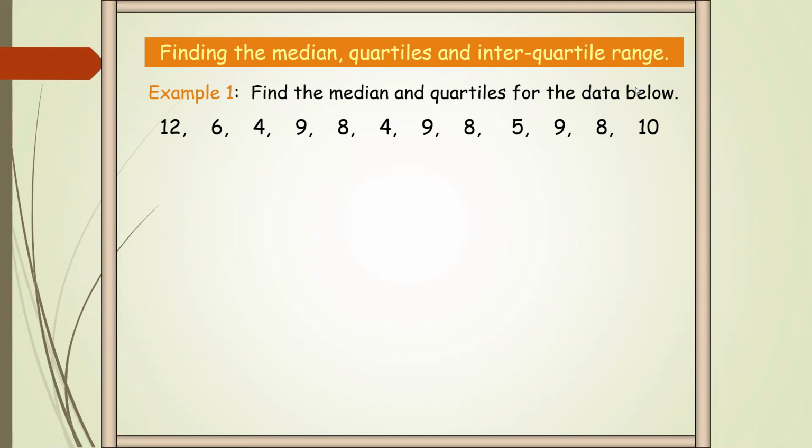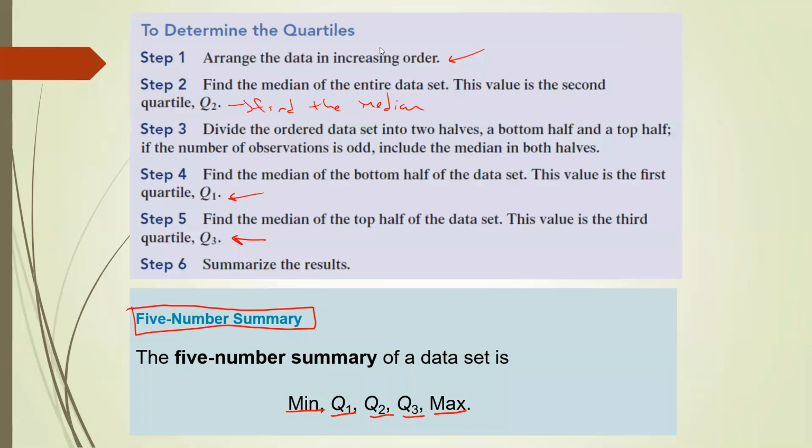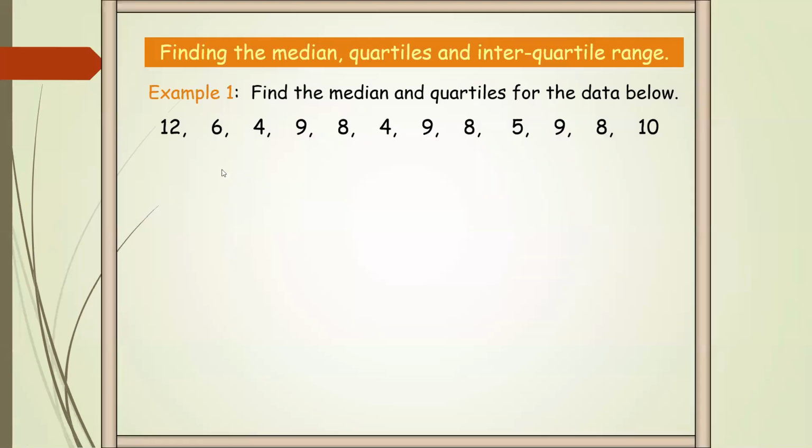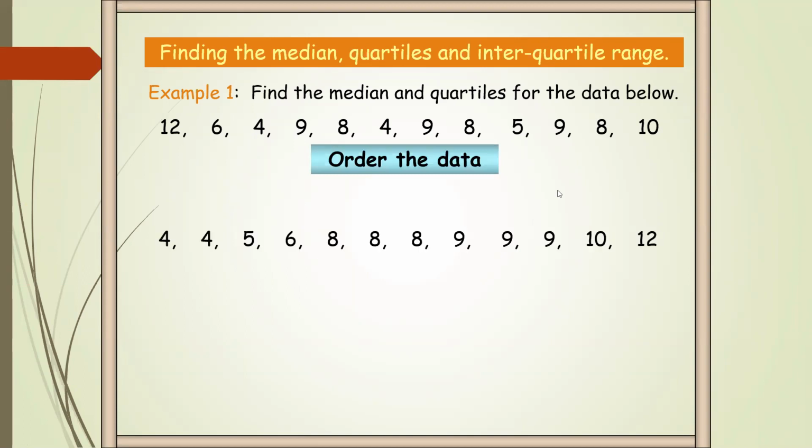All right, so suppose you just have this random data set. Okay, 12, 6, 4, 9, 8, 4, 9, 8, 5, 9, 8, 10. What I want to do is find the median and the quartiles for the data set, the interquartile range, and then eventually talk about this concept of a box plot. So the first thing we're going to do is arrange the data set in increasing order. So I'm going to take this data and order it like this.